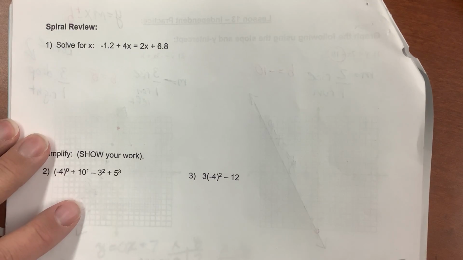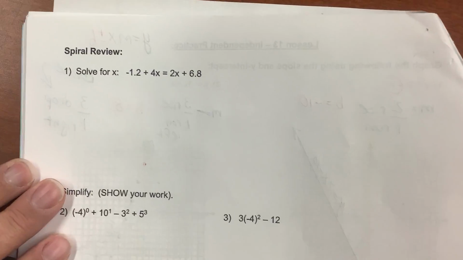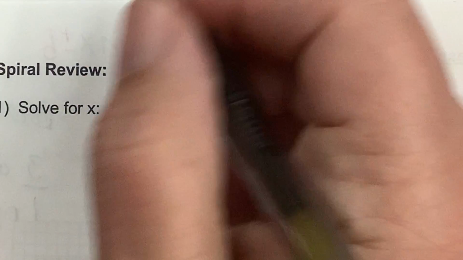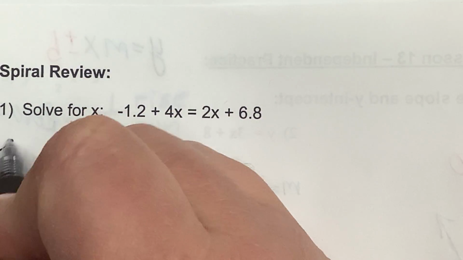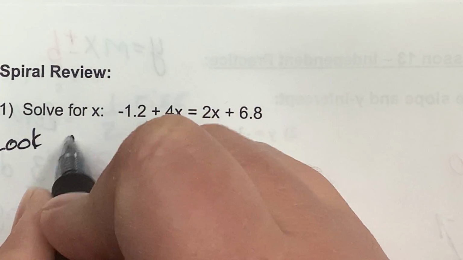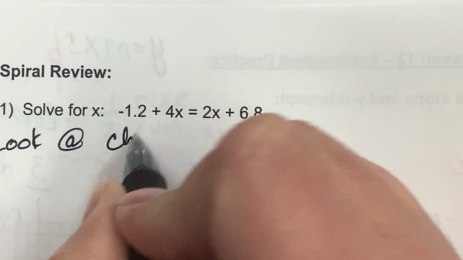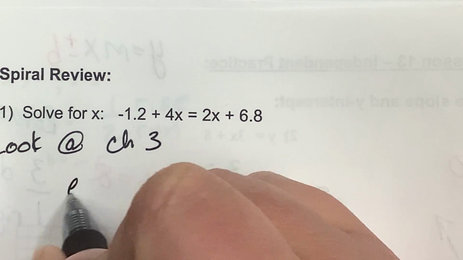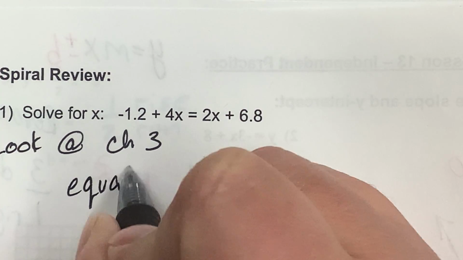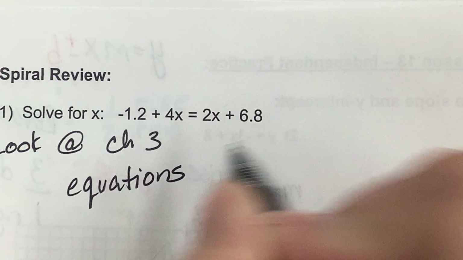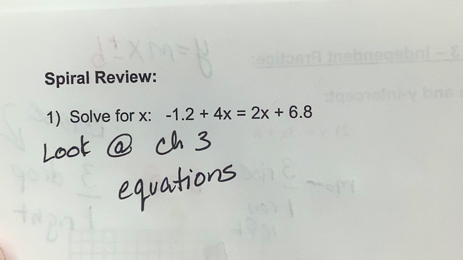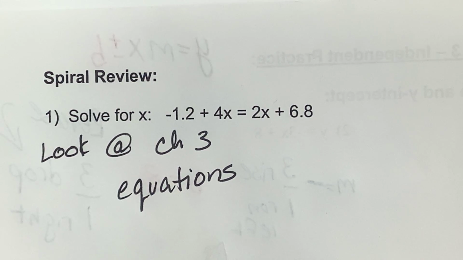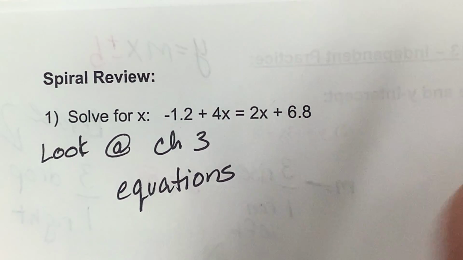Okay, so solve for x. This was from Chapter 2. So for this first one, you should look at Chapter 2 and Chapter 3, equations. And it tells you, rewrite the problem, combine like terms, and then use inverse to solve. So let's start by rewriting the problem.